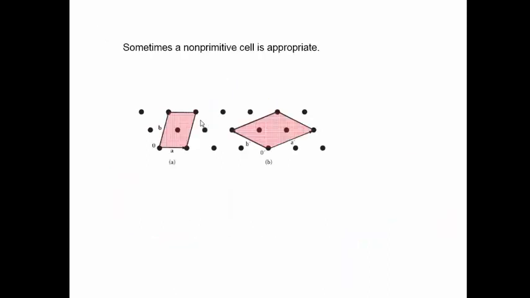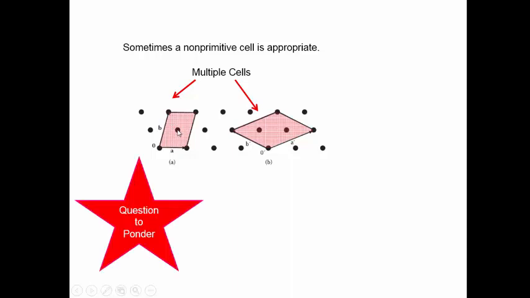Sometimes, however, we need to have a multiple cell. And if you were indexing this cell, for example, it would be 00 and 10 and 00 and 01, and this center point would be halfway over and halfway up. So for a non-primitive cell, the interior points are going to be fractions.